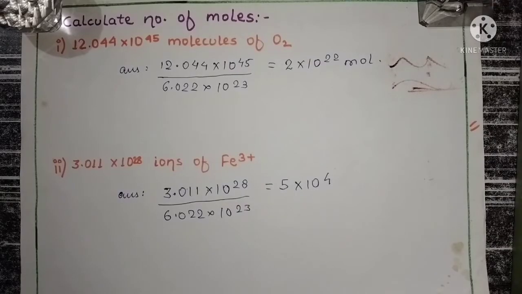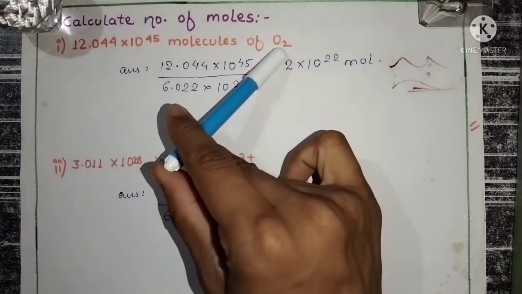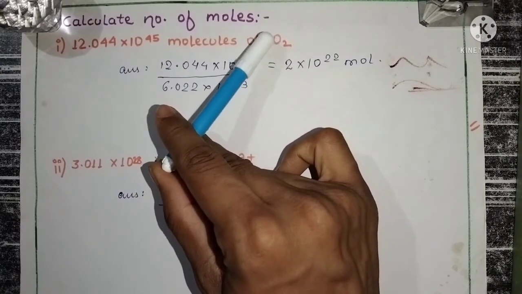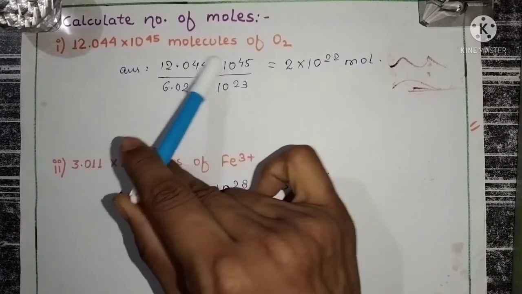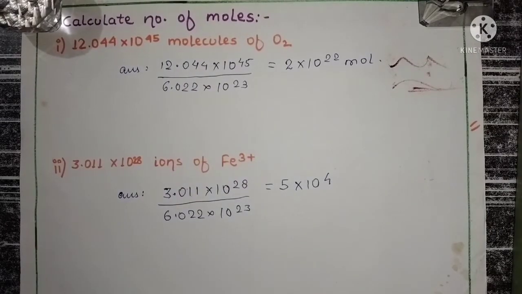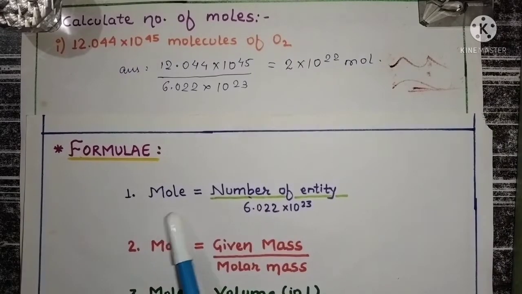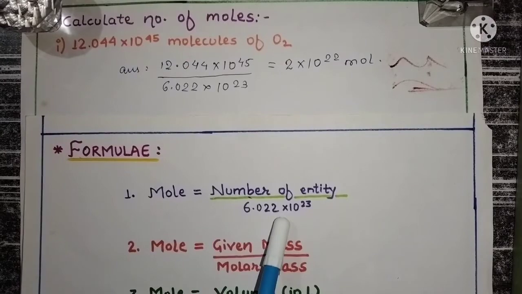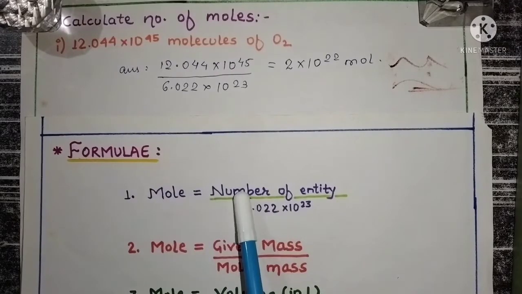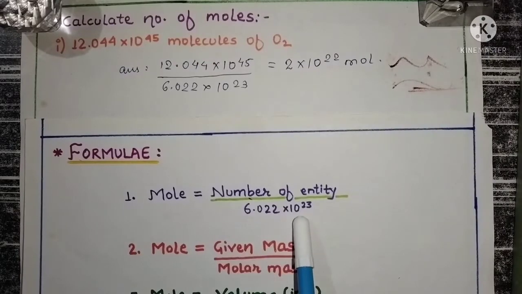Now let us solve the first type of question: calculate the number of moles when this many molecules of O2 are given. It doesn't matter whether O2, NO2, S2, H2, whatever is given. Here the number of molecules is given. The first formula is mole equals number of entities divided by this number. So the numerator will be the number given and the denominator will be 6.022 into 10 to the power 23.